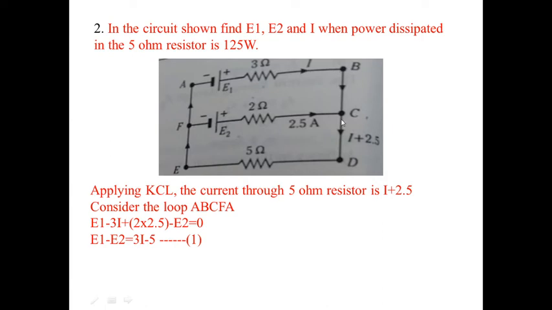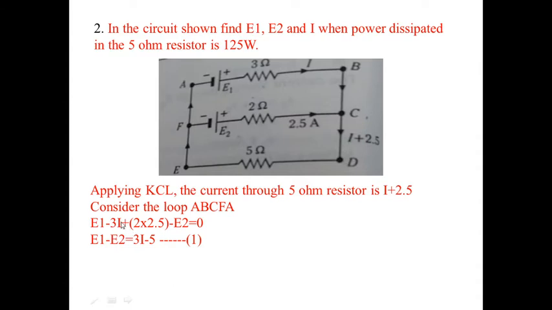B to C nothing is there, and we are moving from C to F, but the 2.5 amps current is in the opposite direction, so we use plus sign, so plus 2.5 into the resistance value, that is 2 ohm, 2.5 into 2 ohm. Here we are moving from positive to negative, therefore it is minus E2, which is equal to 0. So this is the equation we write applying KVL for the first loop.